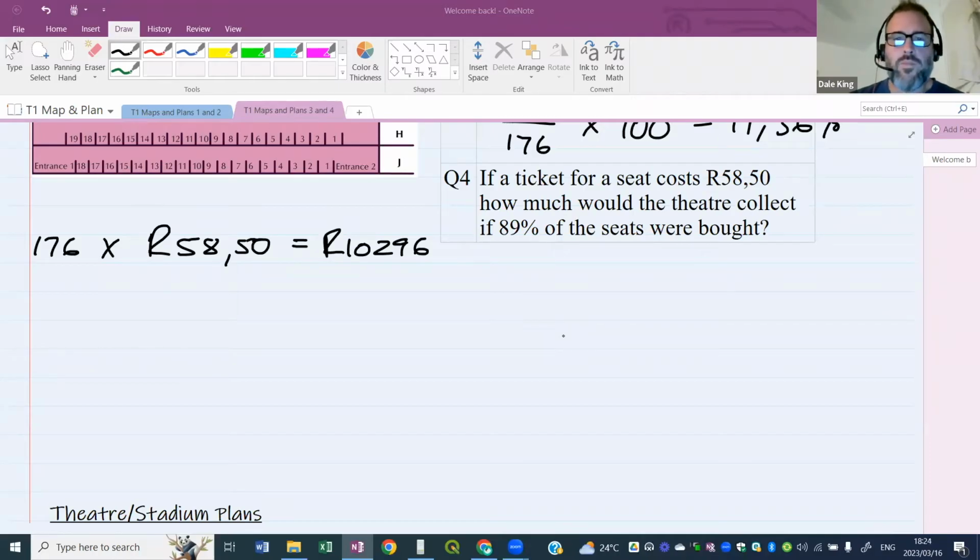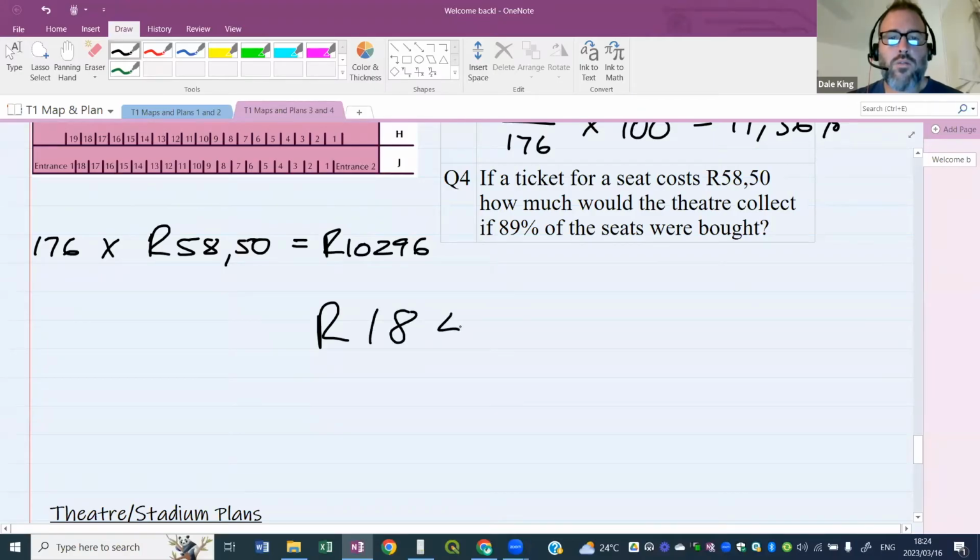Okay, now I see some people with answers. For example, I'm going to make up a number. Let's say 18,498. Let's say this was an answer from someone. Okay, let's have a look at this. In the previous question, when this wasn't 89%, and I used the words all of the tickets were bought, then we said if all the tickets are bought, we must put 176 times 58 Rand 50, which means all the tickets. So this 176 is 100% of the tickets, all of them, right?